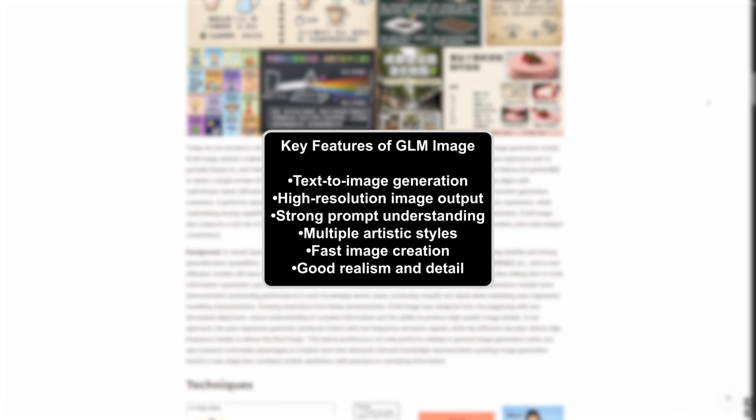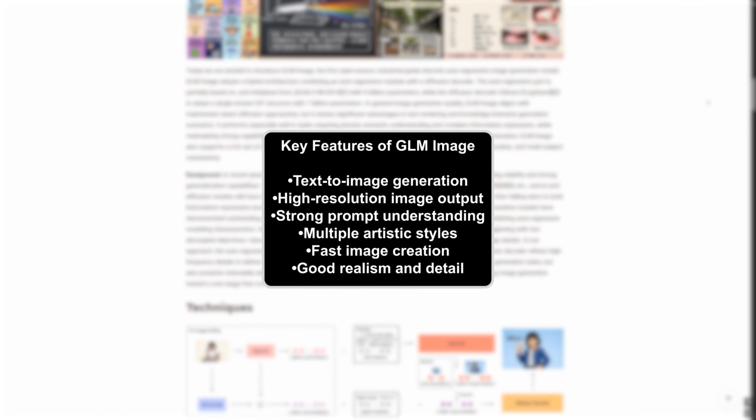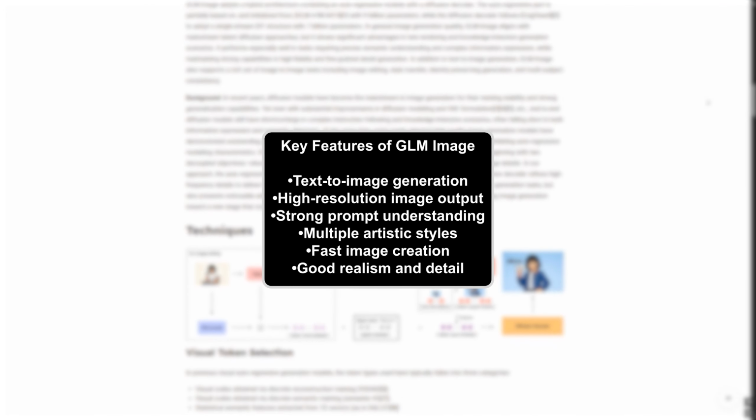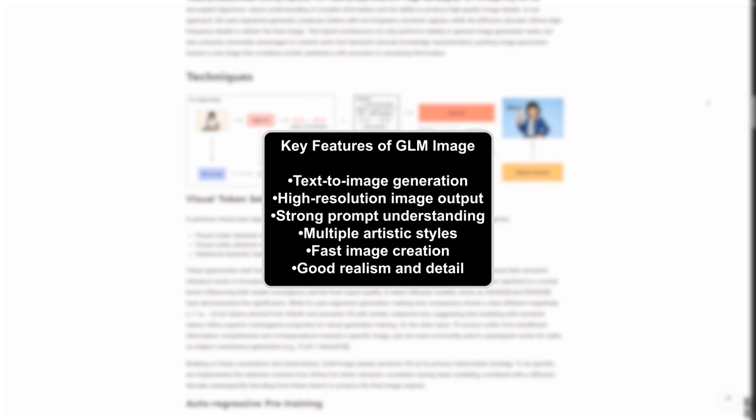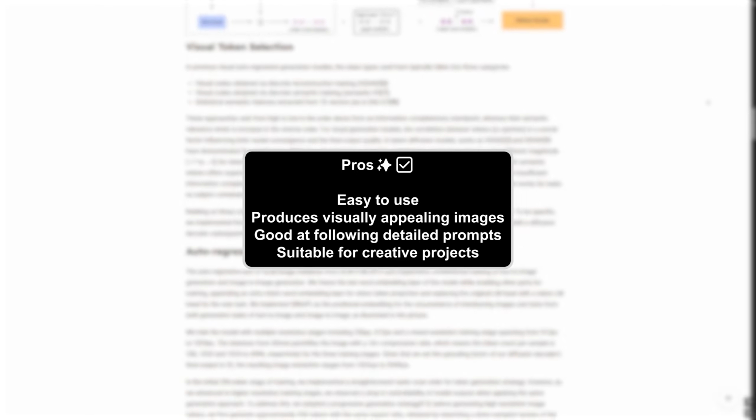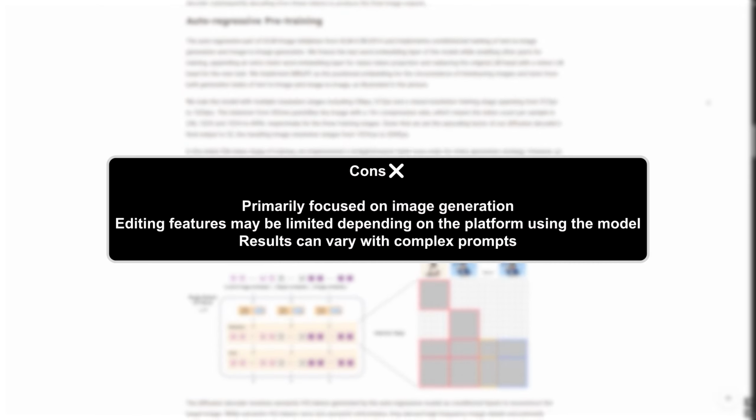Key features of GLM Image: text to image generation, high resolution image output, strong prompt understanding, multiple artistic styles, fast image creation, good realism and detail. Pros: easy to use, produces visually appealing images, good at following detailed prompts, suitable for creative projects. And when talking about the cons, it's primarily focused on image generation, editing features may be limited depending on the platform using the model. Results can vary with complex prompts.